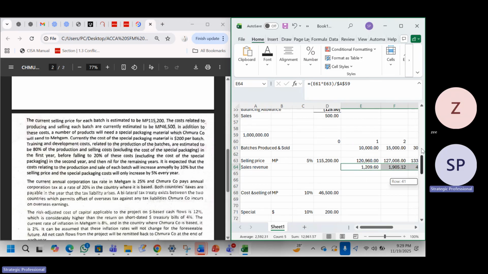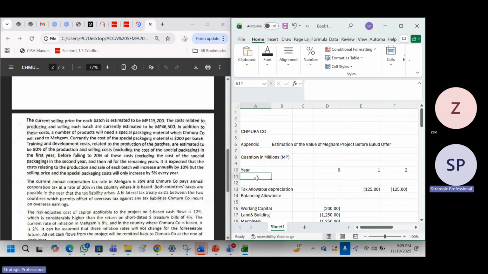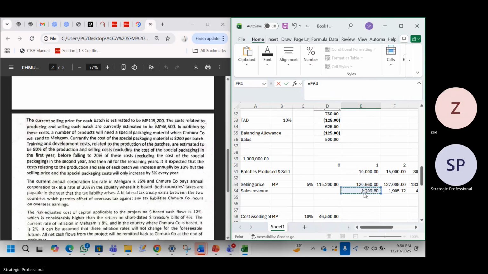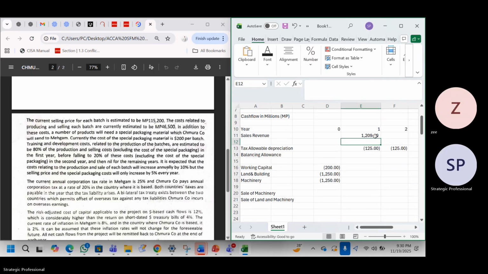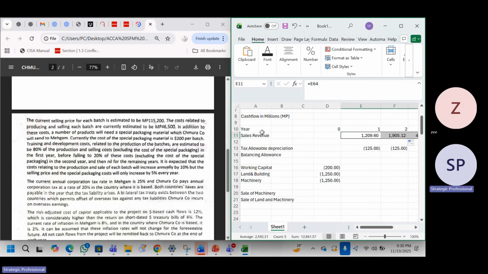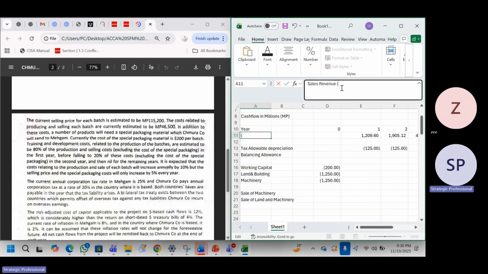I can come here and bring in my sales revenue here. Come here, plug it in. And to make your work neat, always state maybe it's working two or working one. I think this is working two because that TAD was the working one. This one was working one. This is working two. All right. So let's move on.